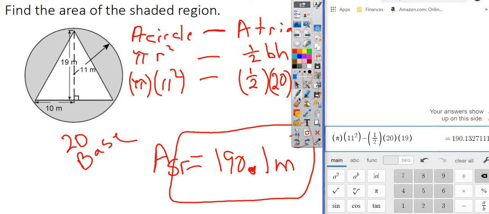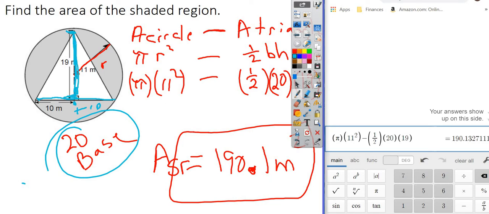Okay. For my circle, I needed a radius. My radius is from the middle out to the edge, so 11 was my radius. Then, let me see if I can change colors. The next thing I needed to find was my base of my triangle, which is all down here. Well, if this much was 10, I know that this much had to be 10, and when I added them, I got 20 for my base. And then my height, right here, was actually given to me, 19, so that's how I found that.